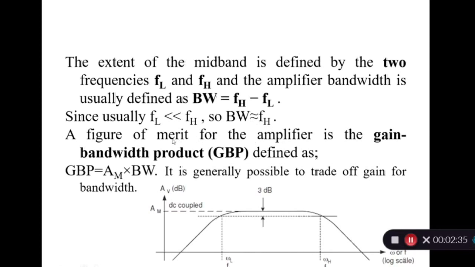Now the figure of merit for the amplifier is the gain bandwidth product. What is the gain bandwidth product? It is the maximum gain multiplied by the bandwidth, FH minus FL. The formula is: gain bandwidth product equals AM multiplied by the bandwidth. This is generally called the gain bandwidth. It means if you increase one, the other will reduce.